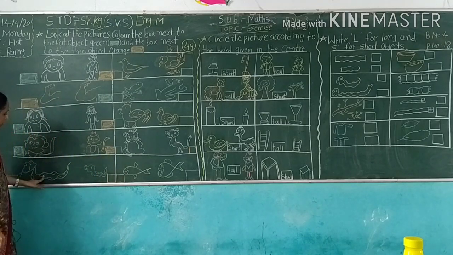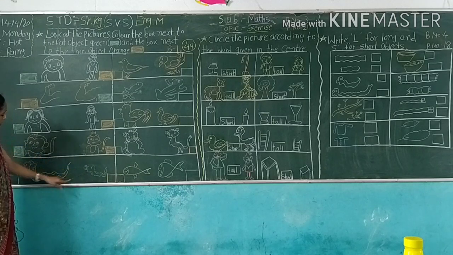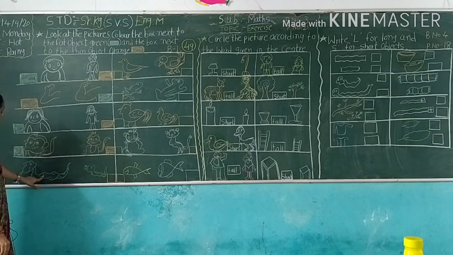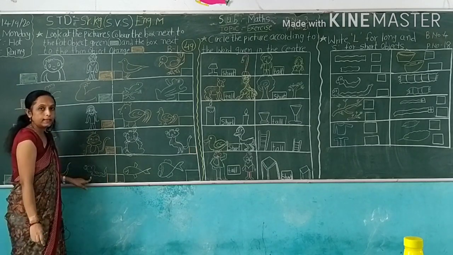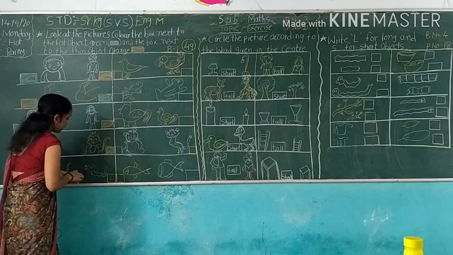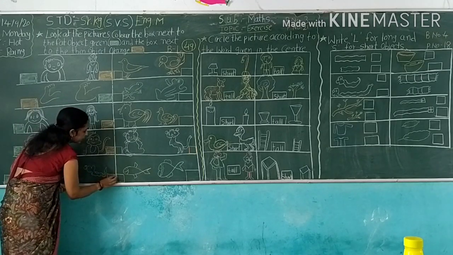And look here. These are two snakes. So which snake is fat? This? No. This? Yes. This snake is fat. So here color in green. Okay. And this snake is thin. So here color in orange.